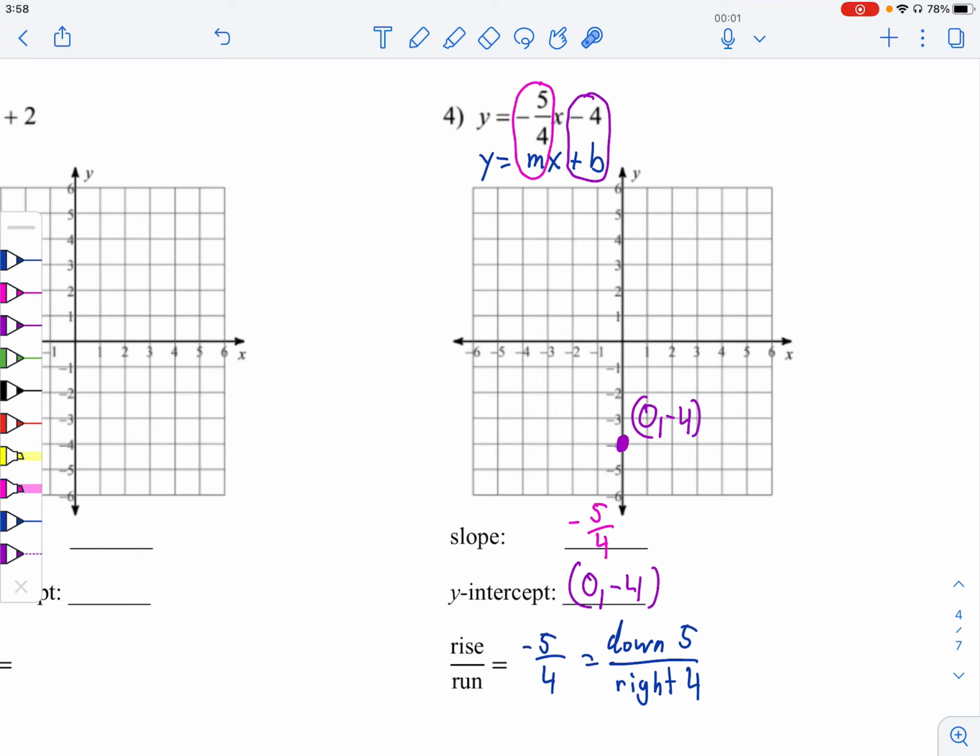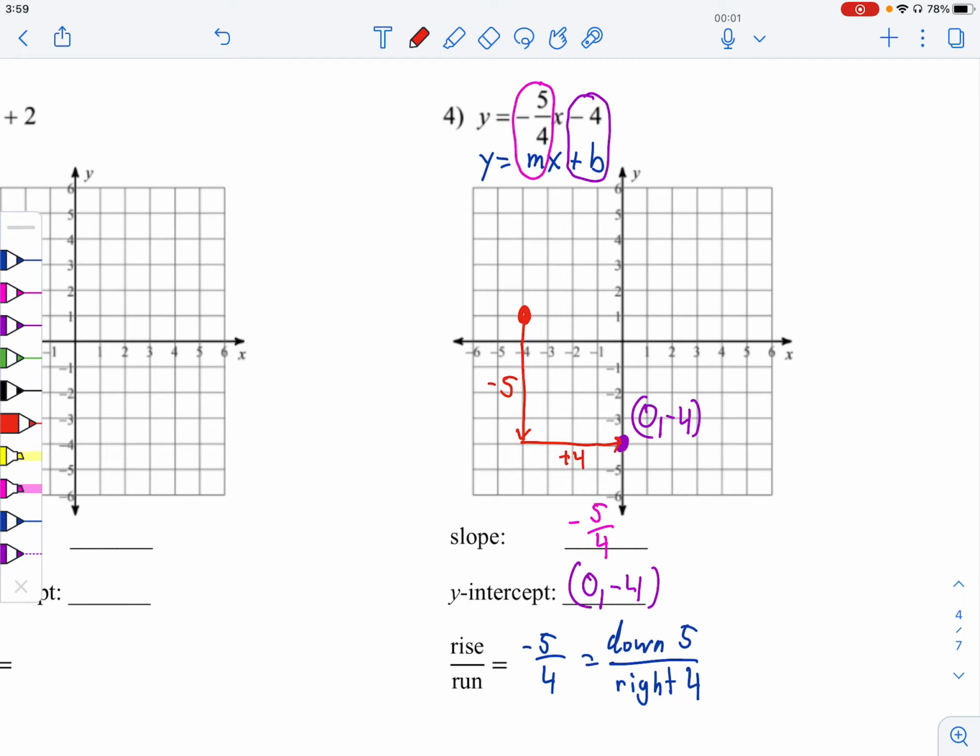Let's see if we can do that. So instead of down 5, we can go up 5, 1, 2, 3, 4, 5. And instead of right 4, we go left, 2, 3, 4, right there. Then 5, 1, 2, 3, 4, 5, right there. So we're still going down 5, right 4. So we follow the pattern, right?